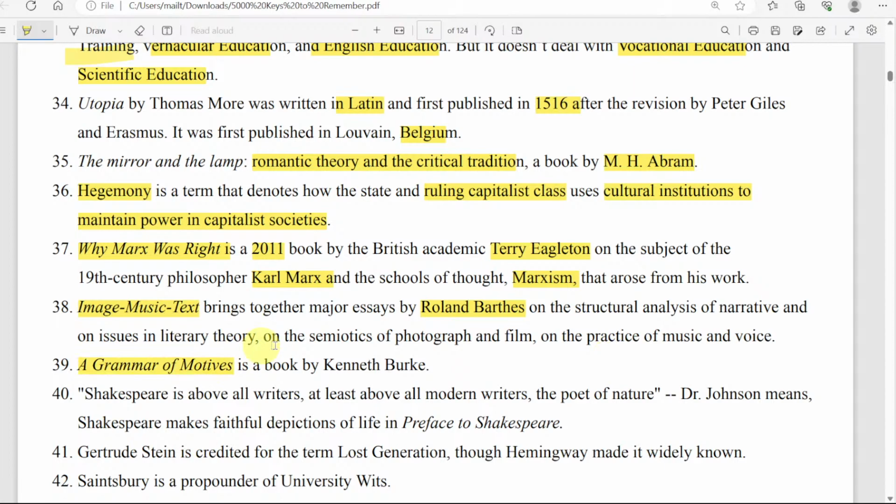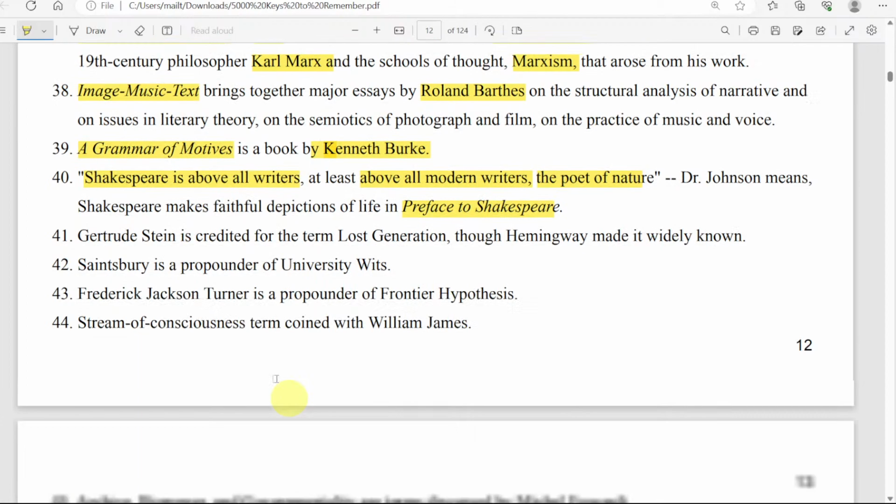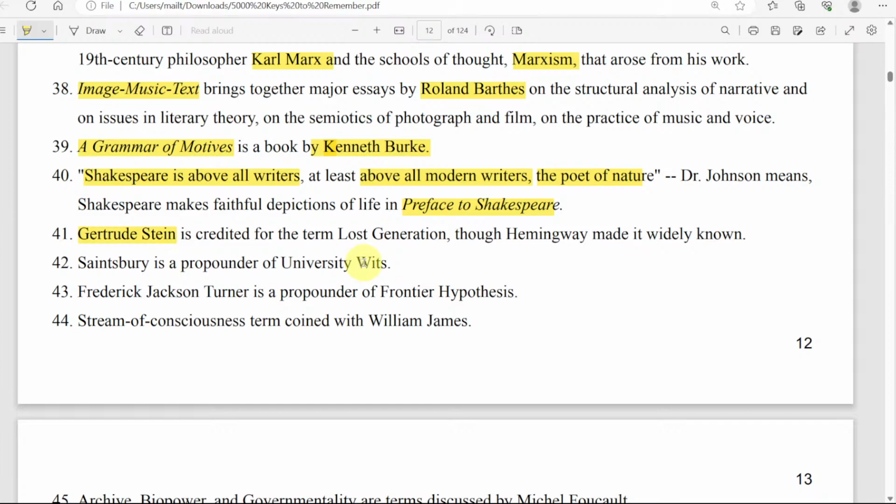And Shakespeare is above all writers. So here it is saying Shakespeare is above all writers, at least above all modern writers, the poet of nature. When it comes to nature, it was Dr. Johnson who has said this in his work, the Preface to Shakespeare. And Gertrude Stein, we know, is credited for "The Lost Generation", and Hemingway made it widely known also.